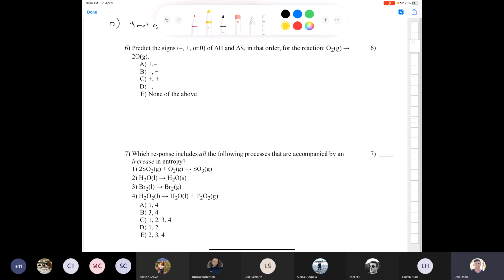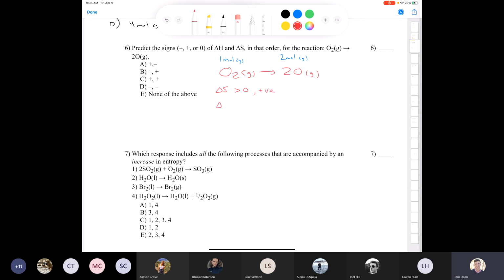Number 6, it says predict the signs of delta H, delta S in that order for this reaction. So we have O2 gas, and it's producing 2 moles of oxygen atoms in the gaseous phase. Well, what's happening here? We know that our delta S is going to be greater than 0. The entropy is increasing because I'm going from 1 mole of a gas to 2 moles of a gas, right? So I have more particles, more possible microstates, so entropy is increasing. So my delta S is going to be a positive number.